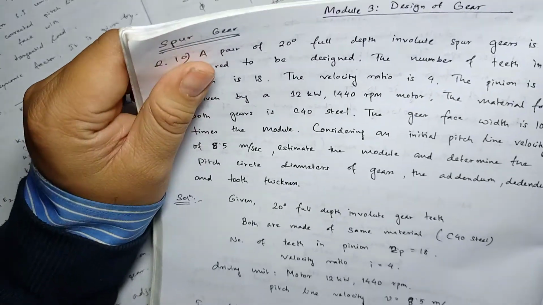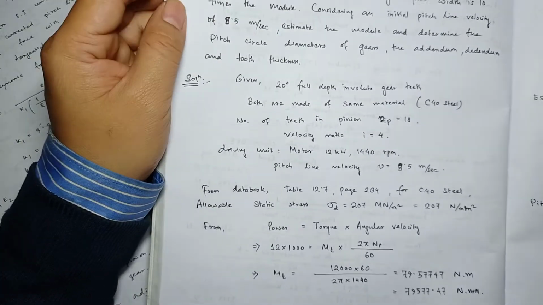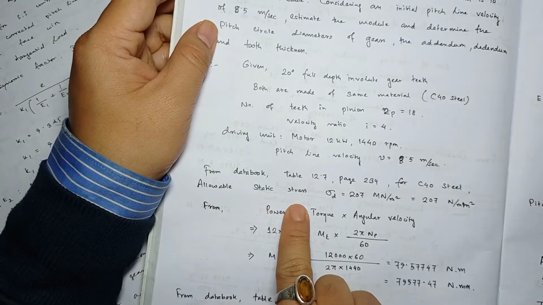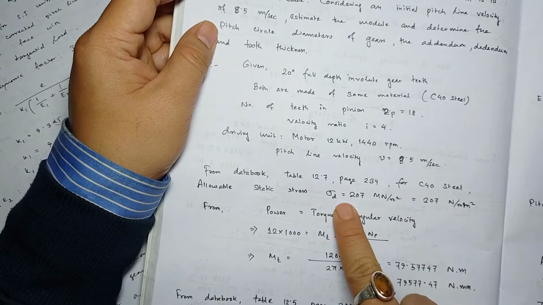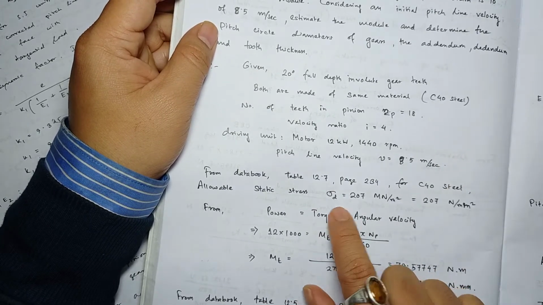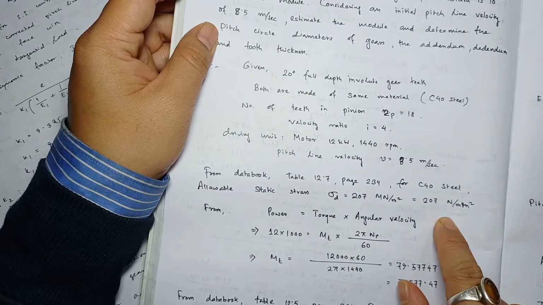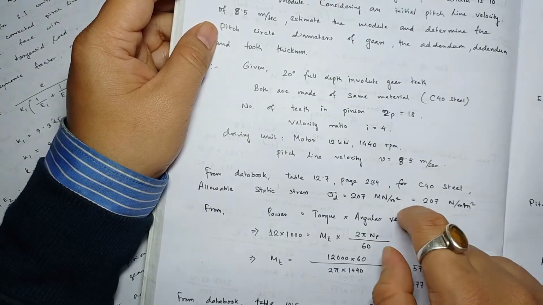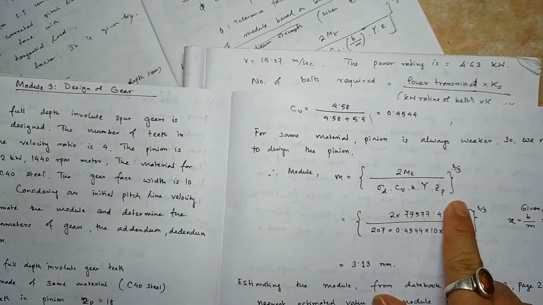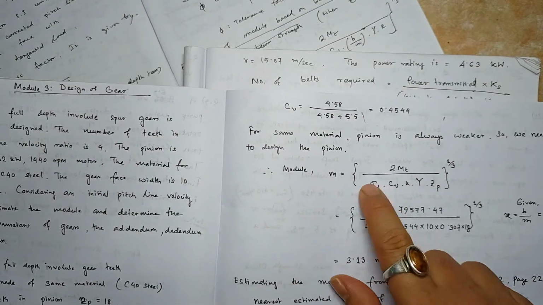So here what you have to do is look at your data book and find out some reliable static stress from it. This is available in the data book, and for C40 steel this is the value. So this is the static stress, and you are using this in your calculation. So you have to actually take the module formula, this one, to calculate, right?